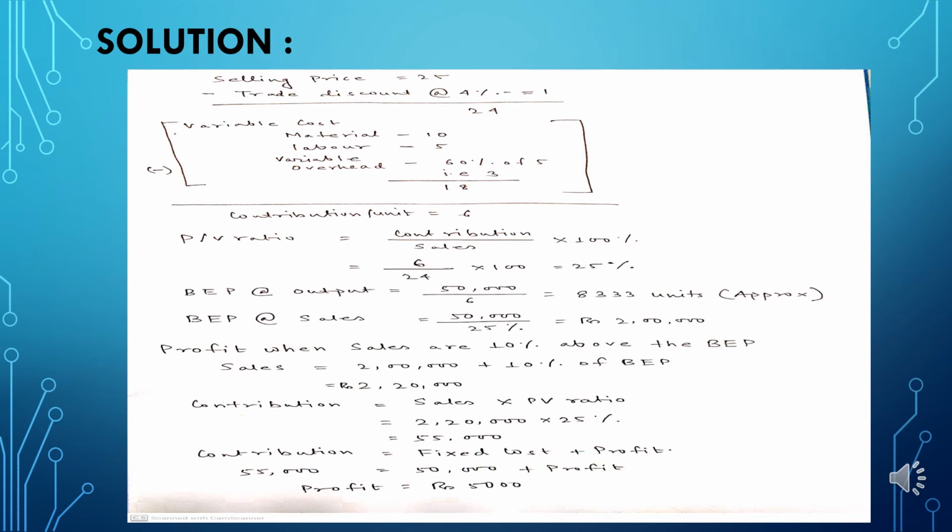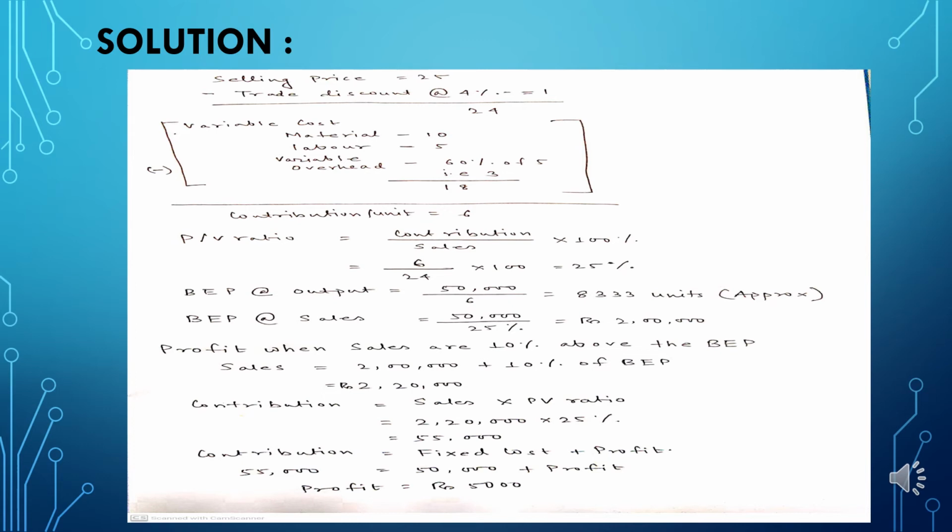So it was mentioned that we need to find out the profit as well for the sales figure if it is above 10% and 25% of the break-even point. So I'll show you one particular calculation here, that we need to find out the profit when the sales figure is 10% above the break-even point. So sales at break-even point, basically we have calculated it to be 2 lakh, and if I am adding that 10% extra to the break-even point sales figure, we are obtaining the value of 2,20,000.